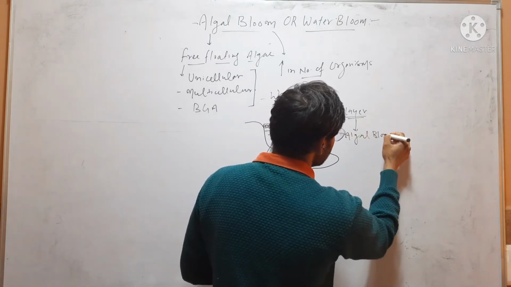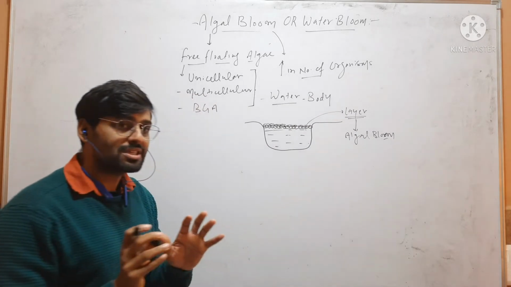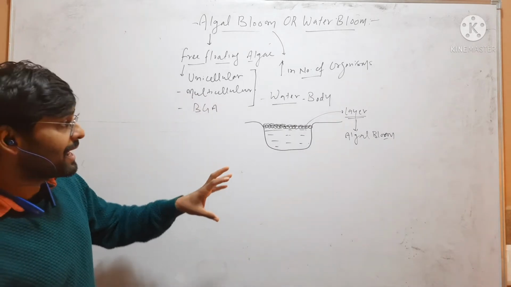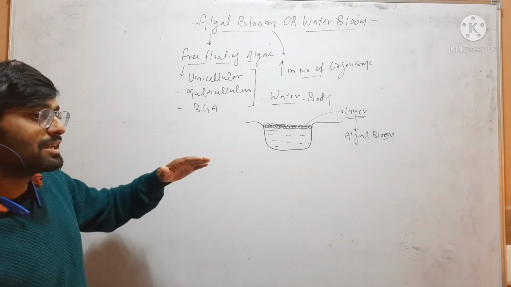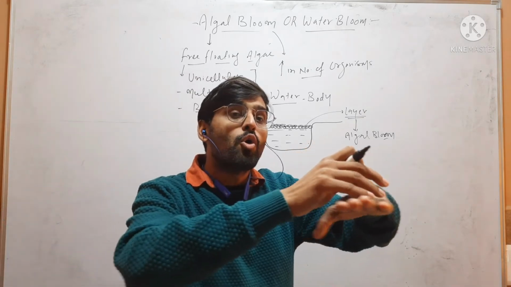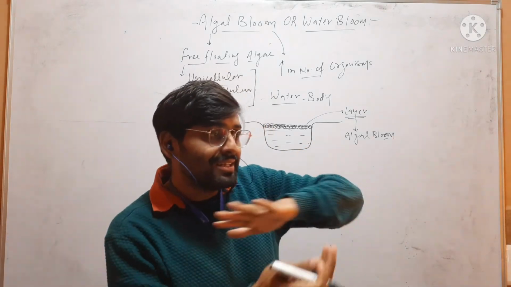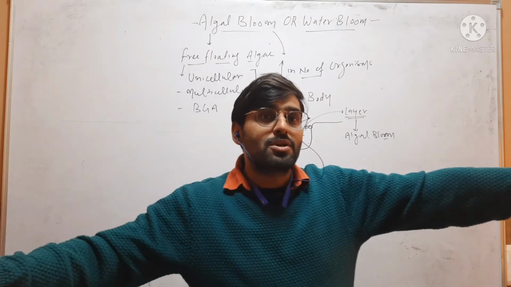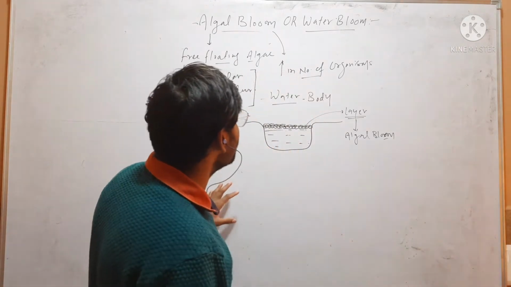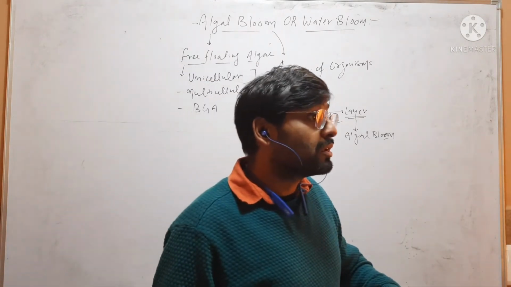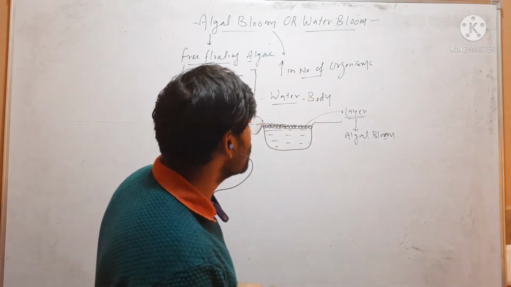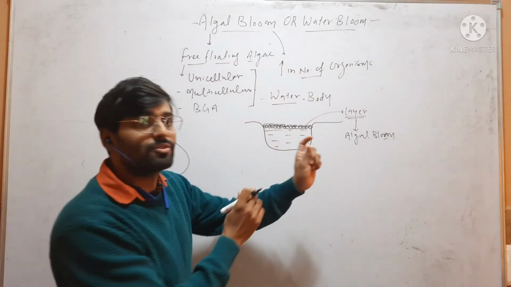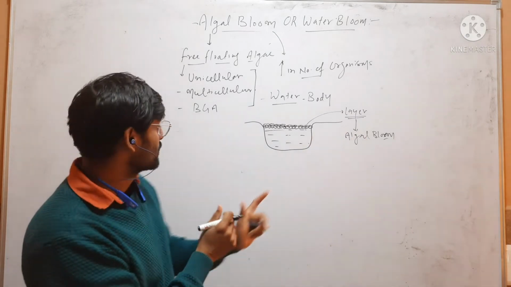and this layer is called algal bloom. You must have seen in ponds and lakes, at a certain period of time, there is a formation of a greenish layer over the surface of water. That greenish layer covers all the surface of water because their number is increasing profusely. So they form a layer and this layer is called algal bloom.